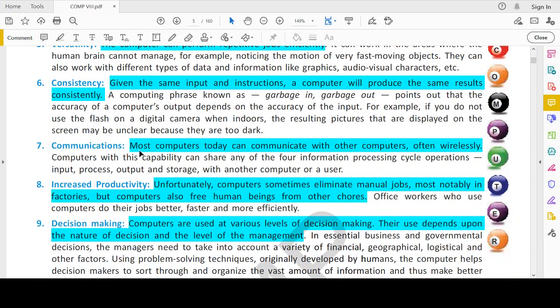Next is communication. Most computers today can communicate with other computers, often wirelessly. Computers with this capability share any of the 4 information processing cycle operations, like input, process, output, storage, with another computer or user.